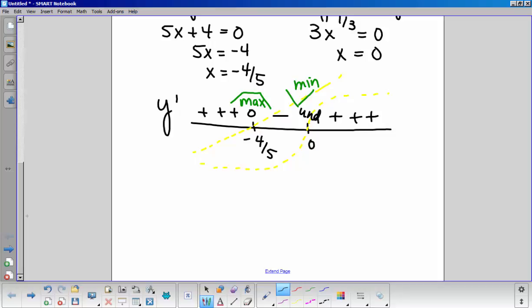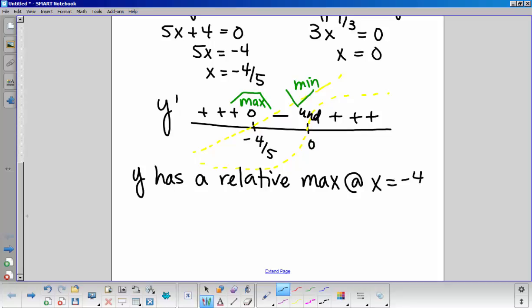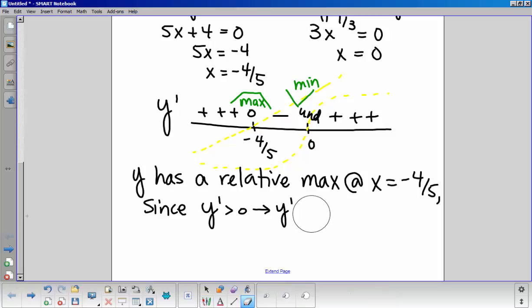Relative. We got a relative maximum. So I can say y has a relative max at x equals negative 4/5. How do we know that? Since y prime goes from positive, greater than 0, to less than 0 when x equals negative 4/5.